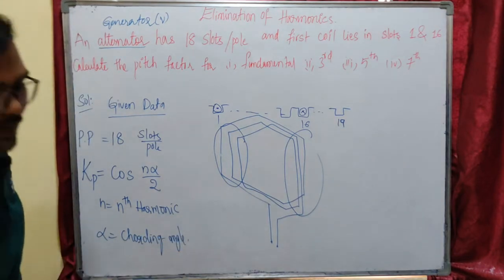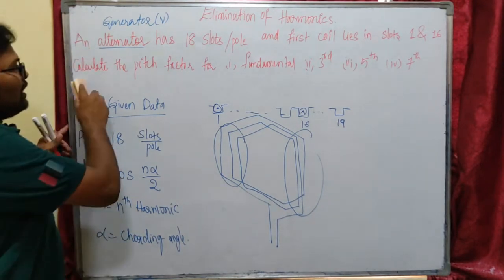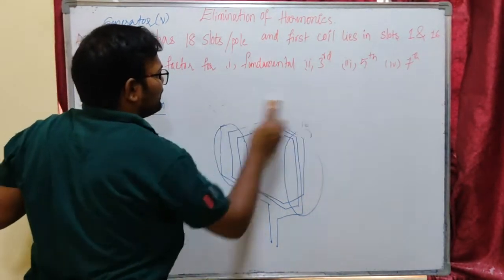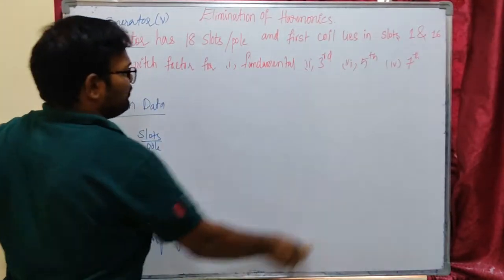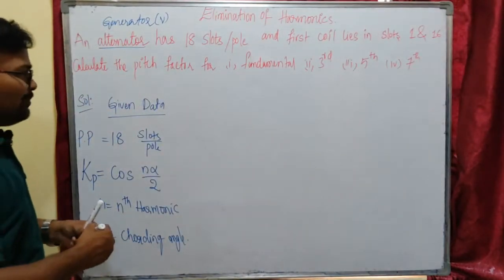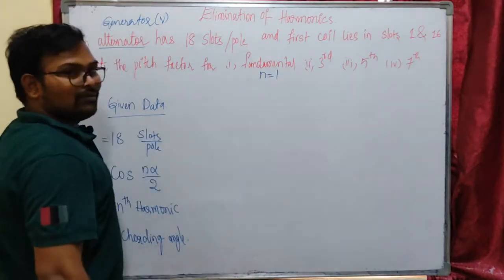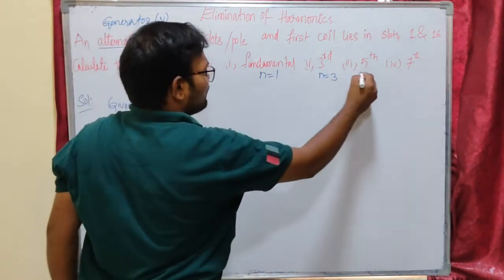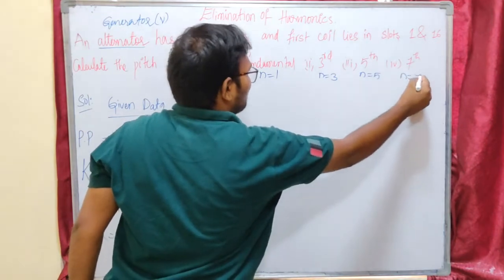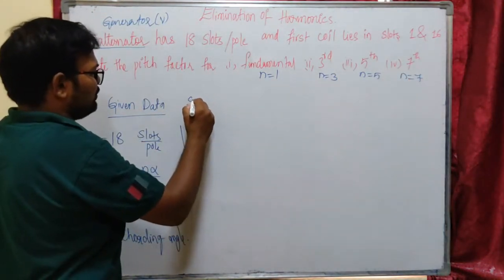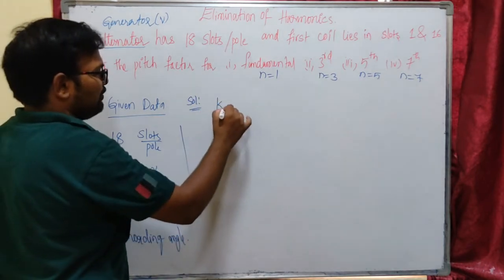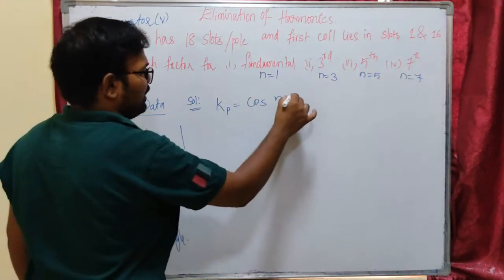Now let us calculate the pitch factor for the fundamental component, third harmonic, fifth harmonic and seventh harmonic components. For the fundamental, n will be equal to 1. For the third harmonic n equals 3, for the fifth harmonic it will be 5, and for the seventh harmonic it will be 7. So the solution will be Kp equal to cos of n alpha by 2.